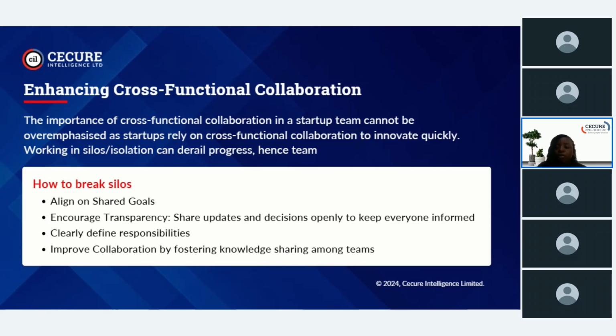So for you to break silos, you need to align on shared goals, ensure that everybody understands the broader mission, what we are trying to achieve. Everybody is aligned on that. The second one is for you to encourage transparency. When you're encouraging transparency, you want to make sure that you share updates and decisions openly, just to keep everybody informed. You want everybody to be informed on what they're working on. You don't want people thinking, oh, maybe you're favoring this person, you're not favoring this person. When you're giving updates, you give everybody updates. When you're making decisions, you also carry everyone along.